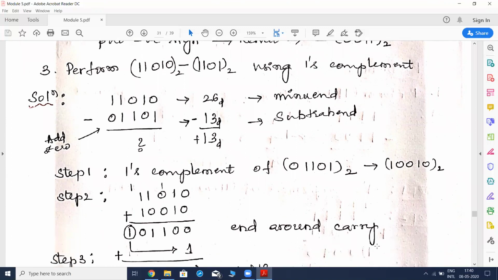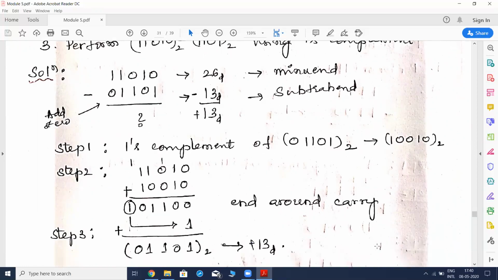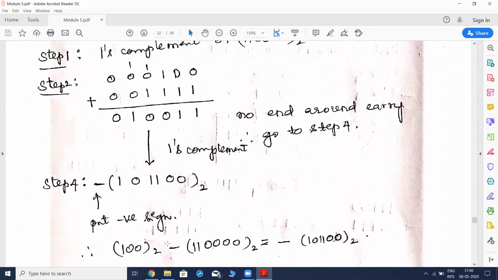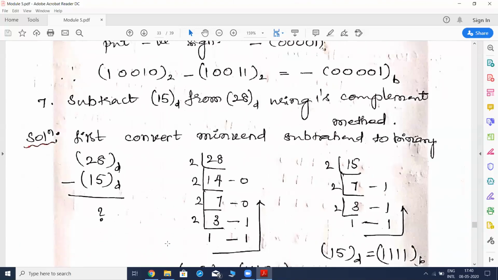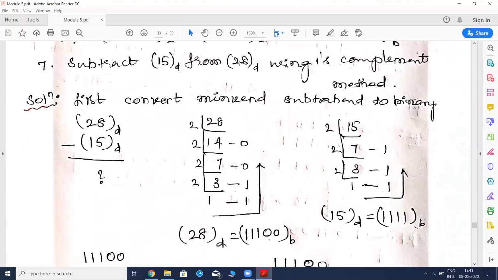Okay, so here is one more example. It is 11010 minus 1101. Again the same procedure. It is 26 decimal minus 13 decimal. We are supposed to get 13 decimal. Here the end around carry is being shown, so you will get plus 13d. You may be asked problems of this kind, that is, subtract 15d from 28d using 1's complement. This may be the question that may be asked.